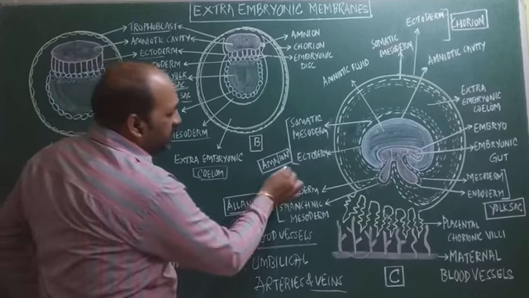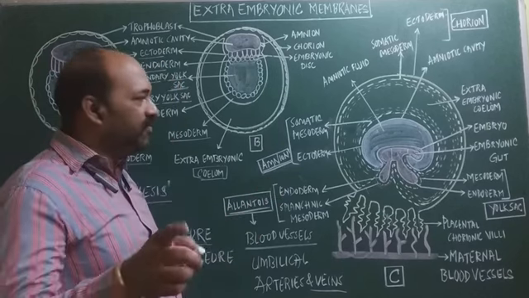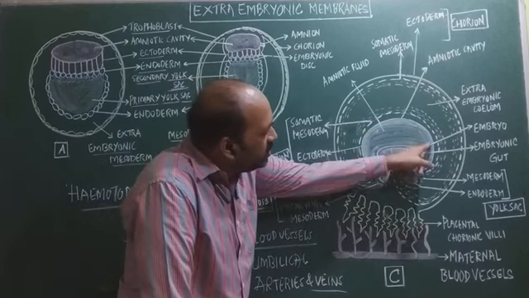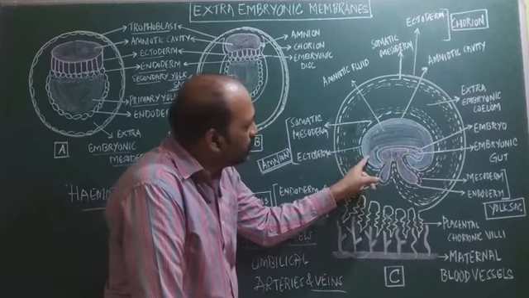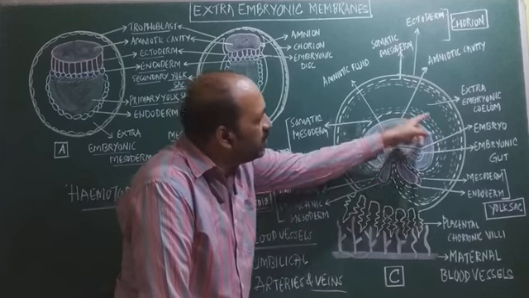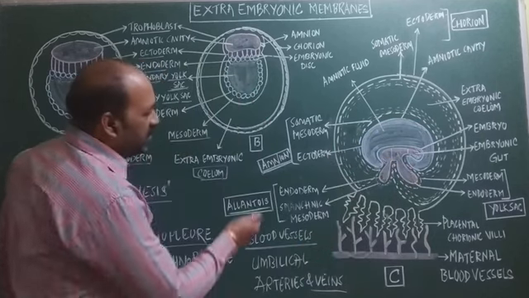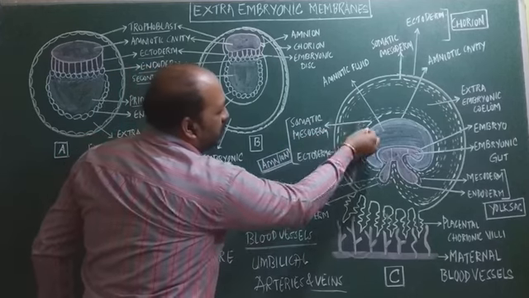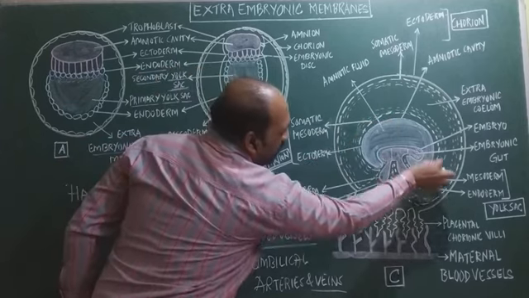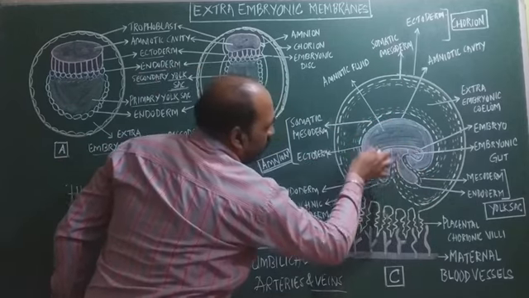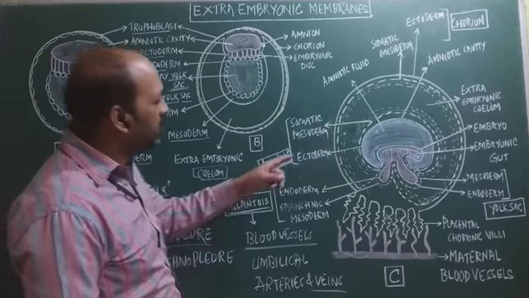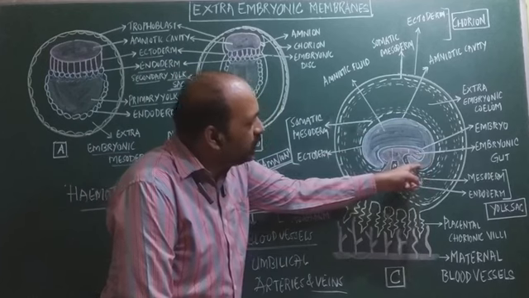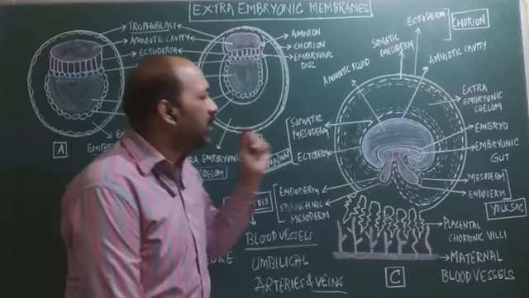Here, very important, this amnion is derived from ectoderm, and surrounding the ectoderm is the presence of mesoderm. Which means amnion is derived from somatic mesoderm, or mesoderm outside, and ectoderm inside. Very important: amnion is formed from ectoderm inside and mesoderm outside.